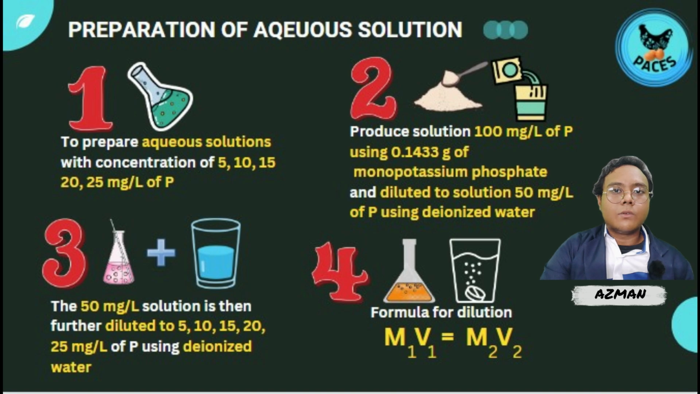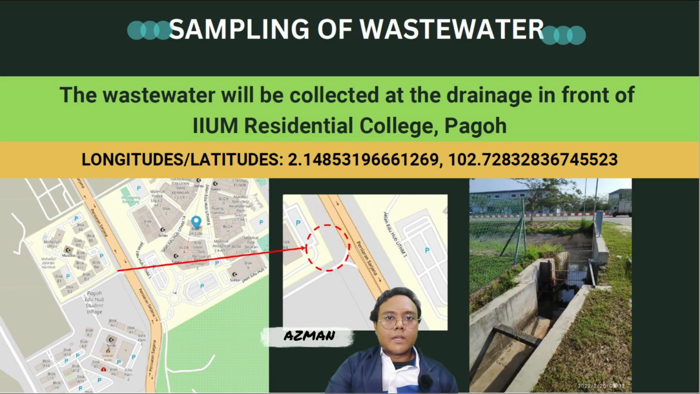The aqueous solution with a concentration of 100 ppm of phosphate was first made by mixing 0.1433 grams of potassium dihydrogen phosphate with 1 liter of deionized water. The dilution process is from 100 ppm to 25, 20, 15, 10 and 5 ppm. The sampling of wastewater will be collected at the drainage in front of IIUM Residential College, Pagoh.